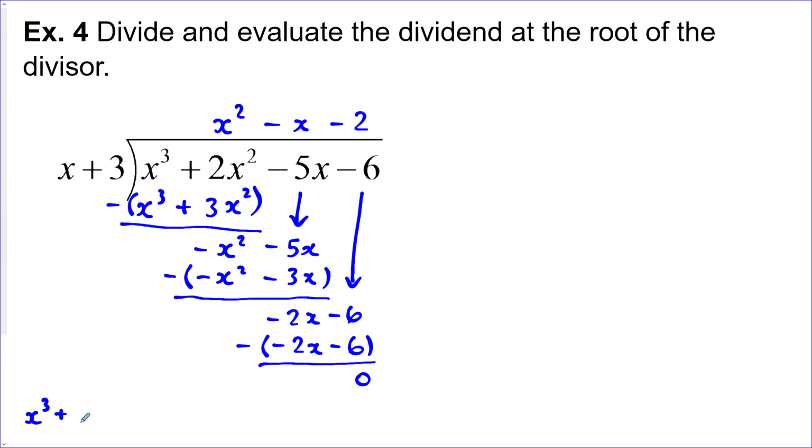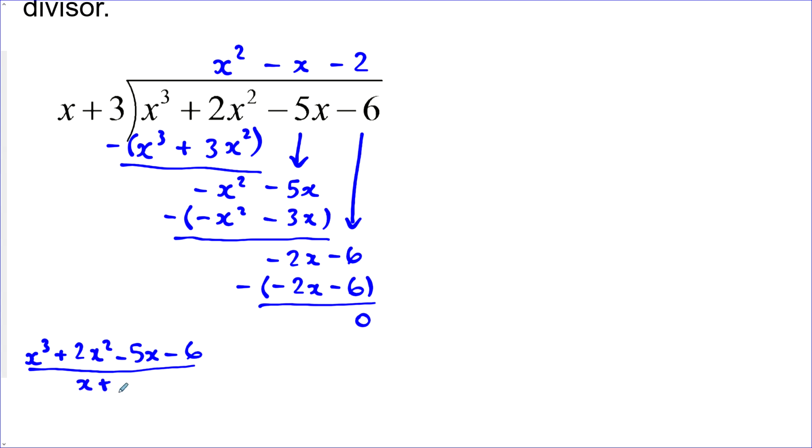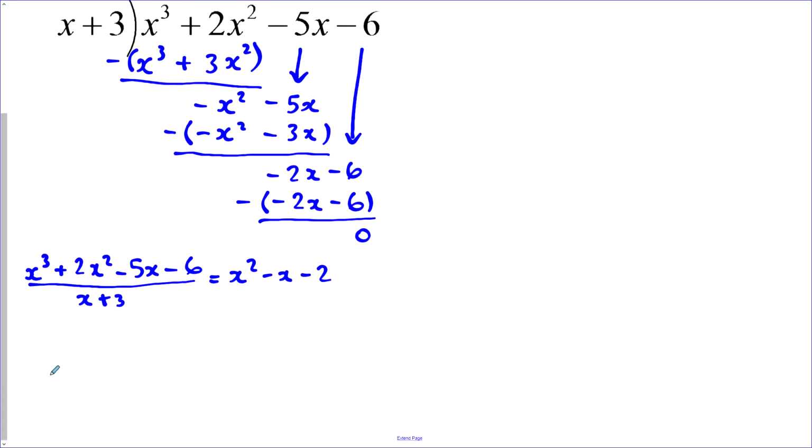And we can write our division equation like this. So x cubed plus 2x squared minus 5x minus 6 divided by x plus 3. And in this case, it just equals x squared minus x minus 2. Now let's find the root of the divisor again and evaluate that polynomial at that root. So this time the root is minus 3 because it's just the opposite of what we're seeing here in the divisor. So root of divisor is minus 3, just so you know where this minus 3 is coming from.